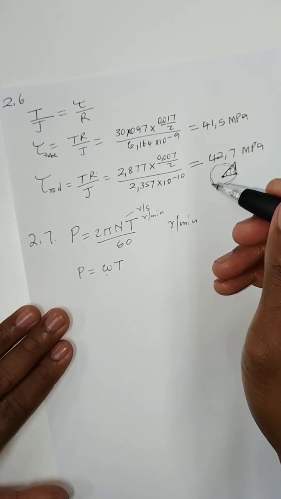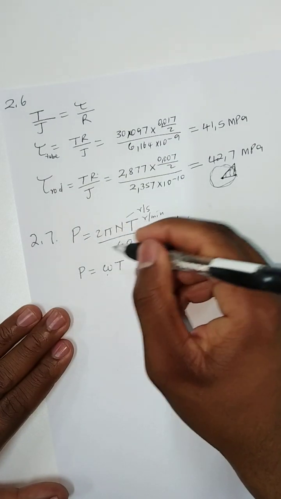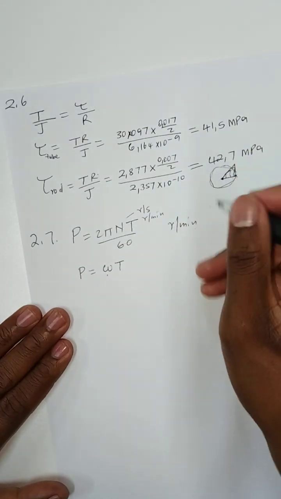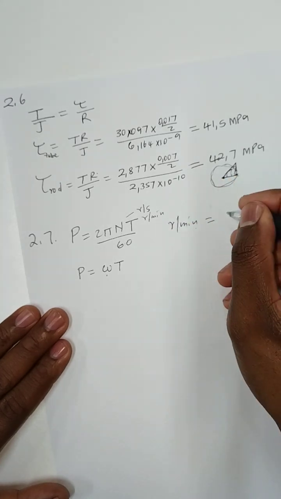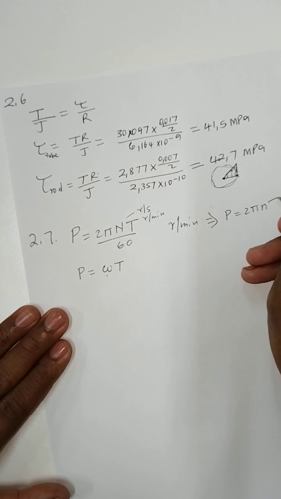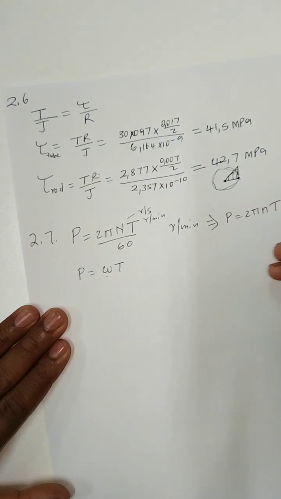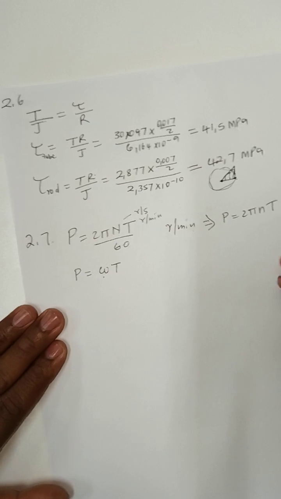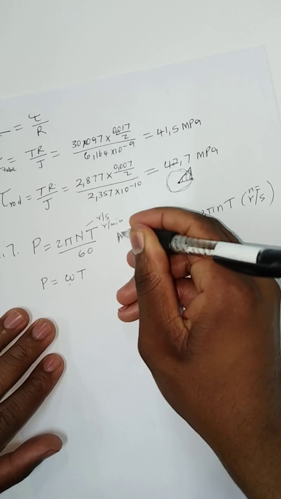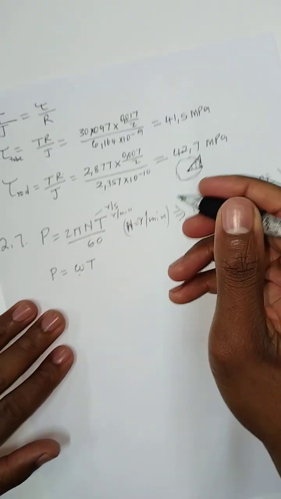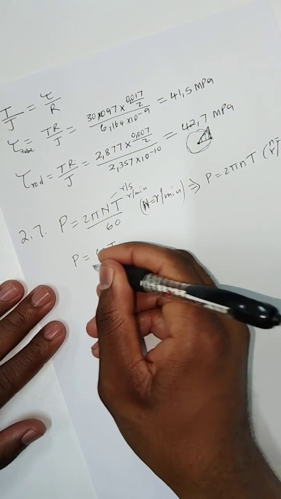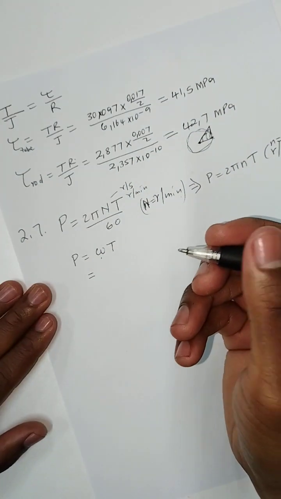Anyway, I was saying here, if this n is in revolutions per minute, then we divide by 60. If it's in revolutions per second, then you'll just use this 2 pi nt. If n is in revolutions per minute, use this. Okay, but anyway, it's fine here. They didn't give us n, they gave us angular velocity.